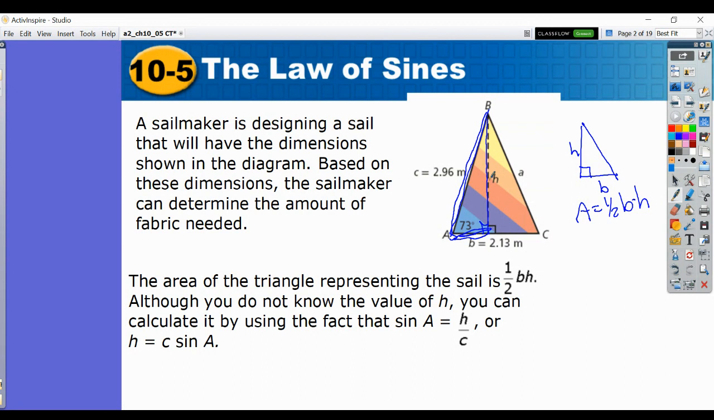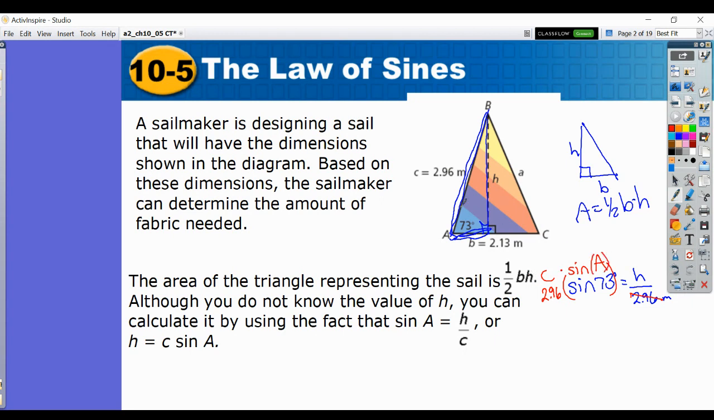So we can use sine to find out what h is. So for the 73, we have opposite and hypotenuse. So sine of 73 degrees is opposite over hypotenuse. And so I have this function, and I could solve it for h by just multiplying the 2.96 meters over here. And then I have a value for h. So here's my h. Now where did h come from? It came from side C and the sine of angle A.